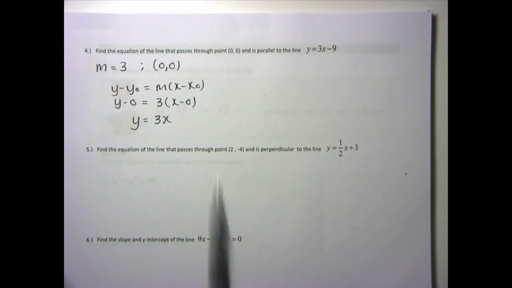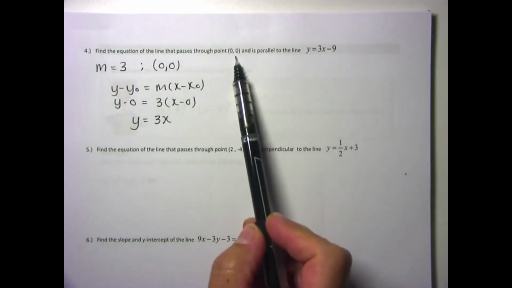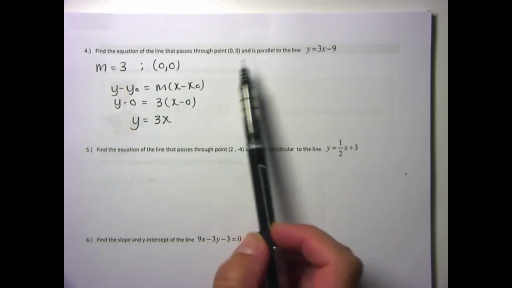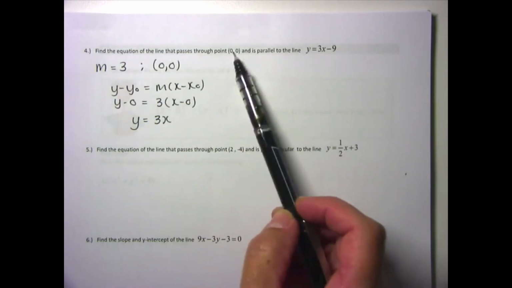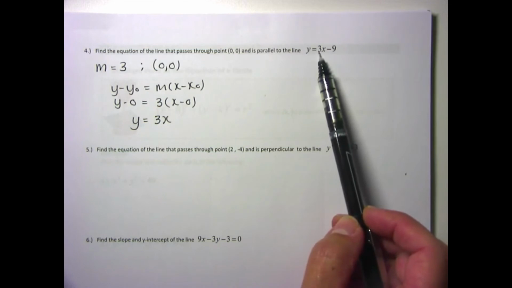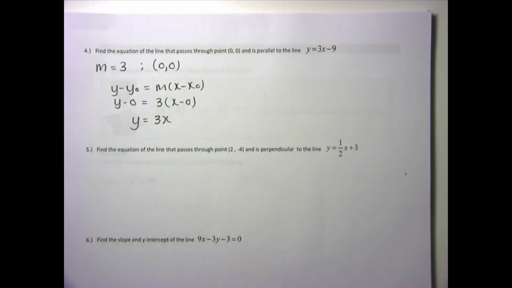Anytime we do pass through the origin, we know that our y-intercept is going to be equal to 0. So you could have kind of actually straightforwardly said to me, since the slope is 3 and the y-intercept is 0, this is just going to be equal to y equals 3x. That's fine too. All right.